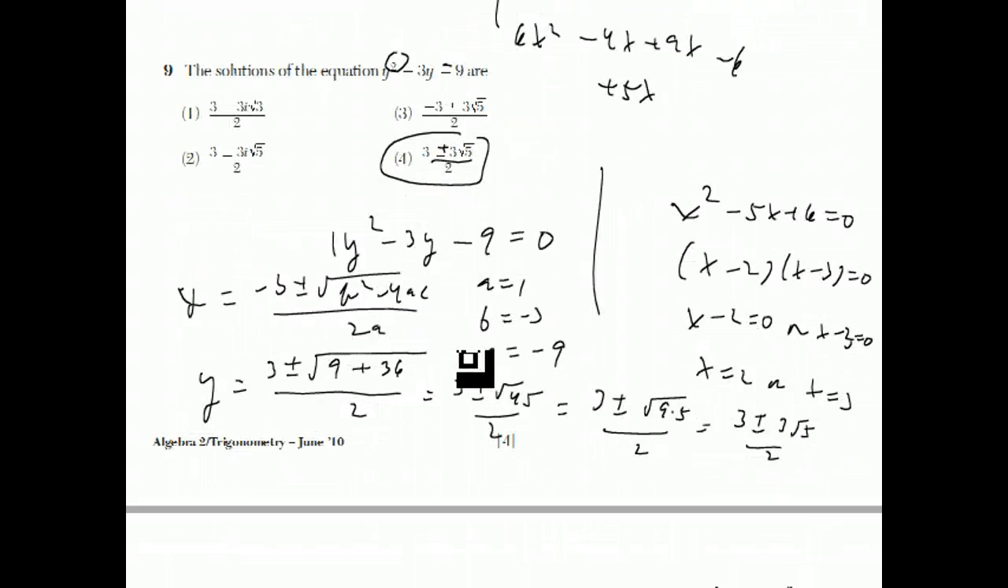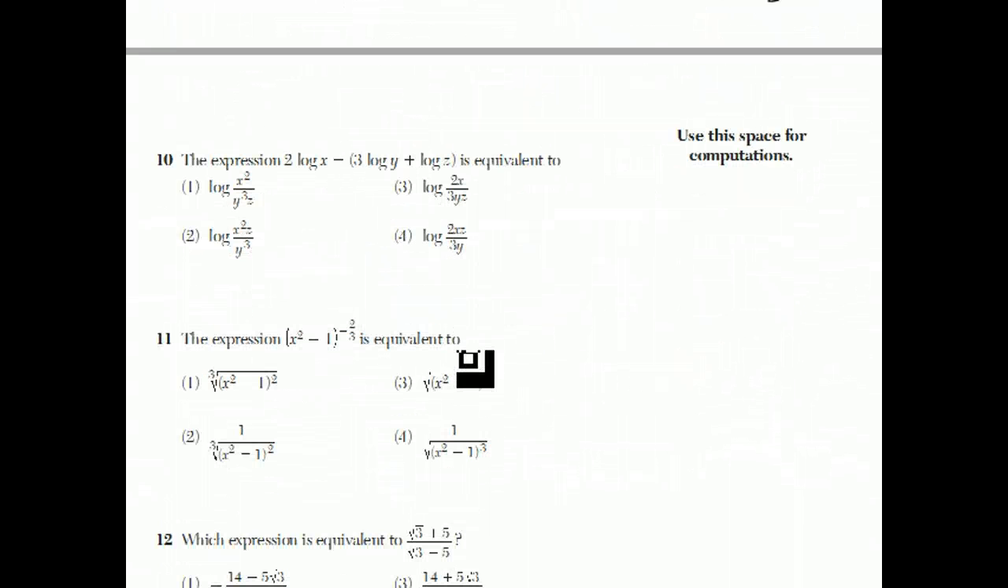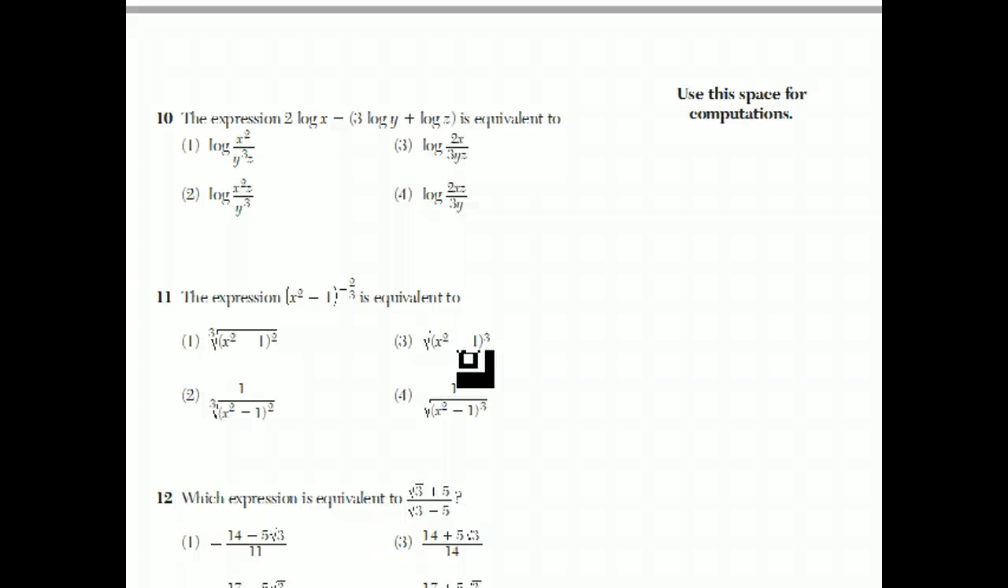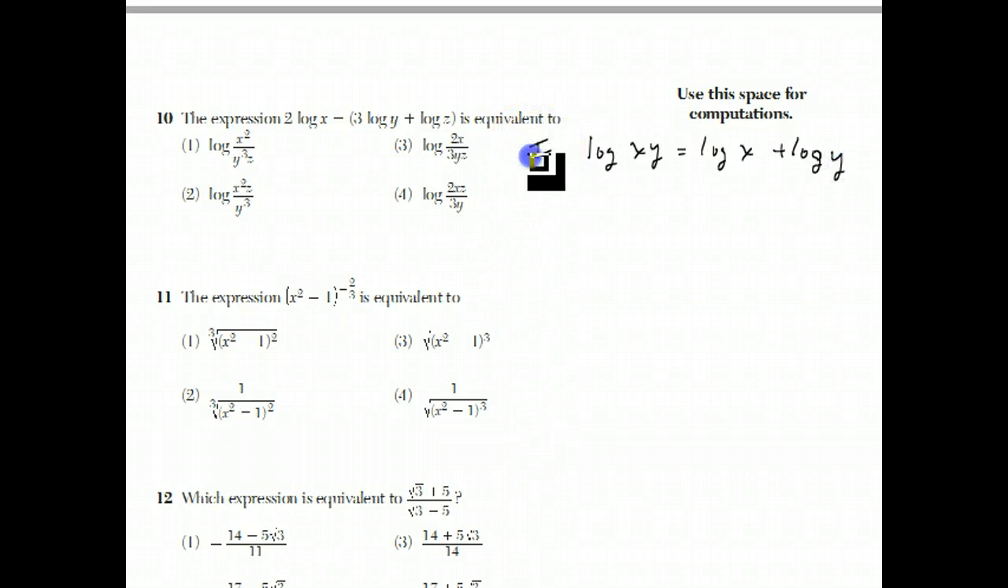Okay, we move on to question number 10. Let's see what we have here. Question about logs. There are 3 log rules that you have to be aware of for this test. This is a little tricky to read. It says 2 log x minus parentheses 3 log y plus log z is equivalent to. Well, I'll tell you that there are 3 log rules. If you have log of a product, like log of xy, that can be split up into log x plus log y. That's rule number 1.